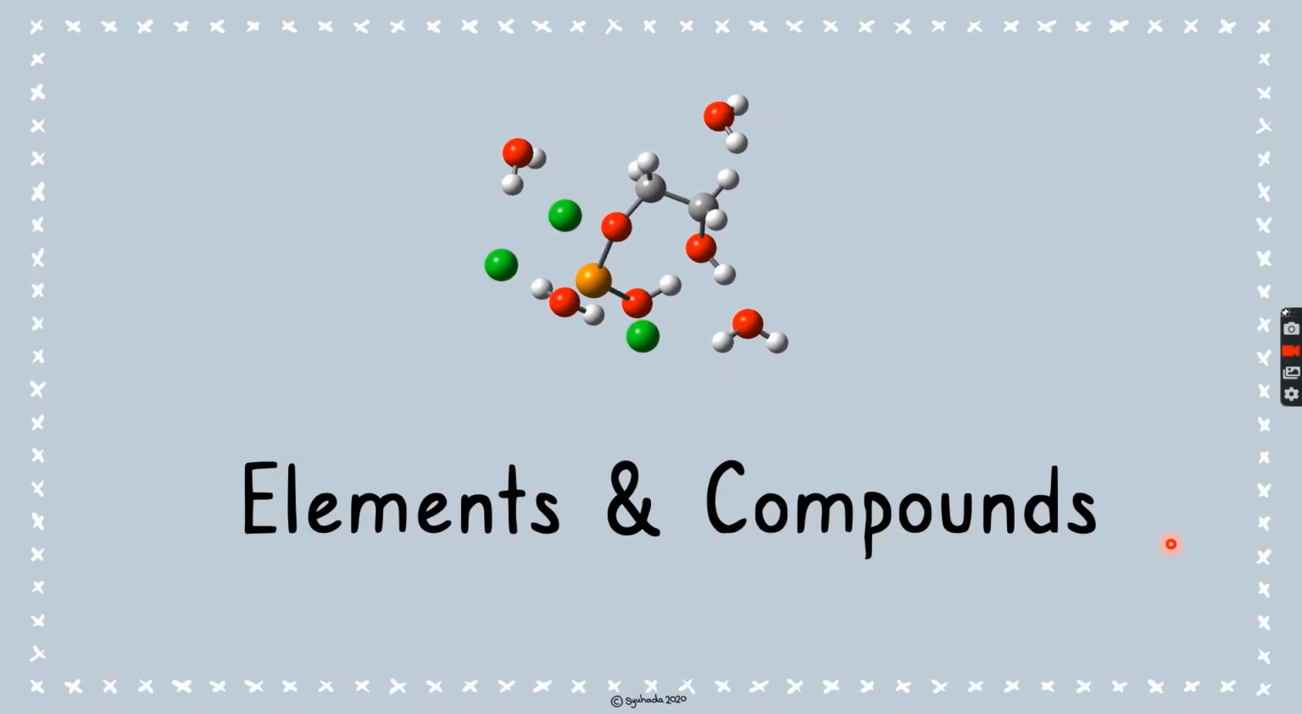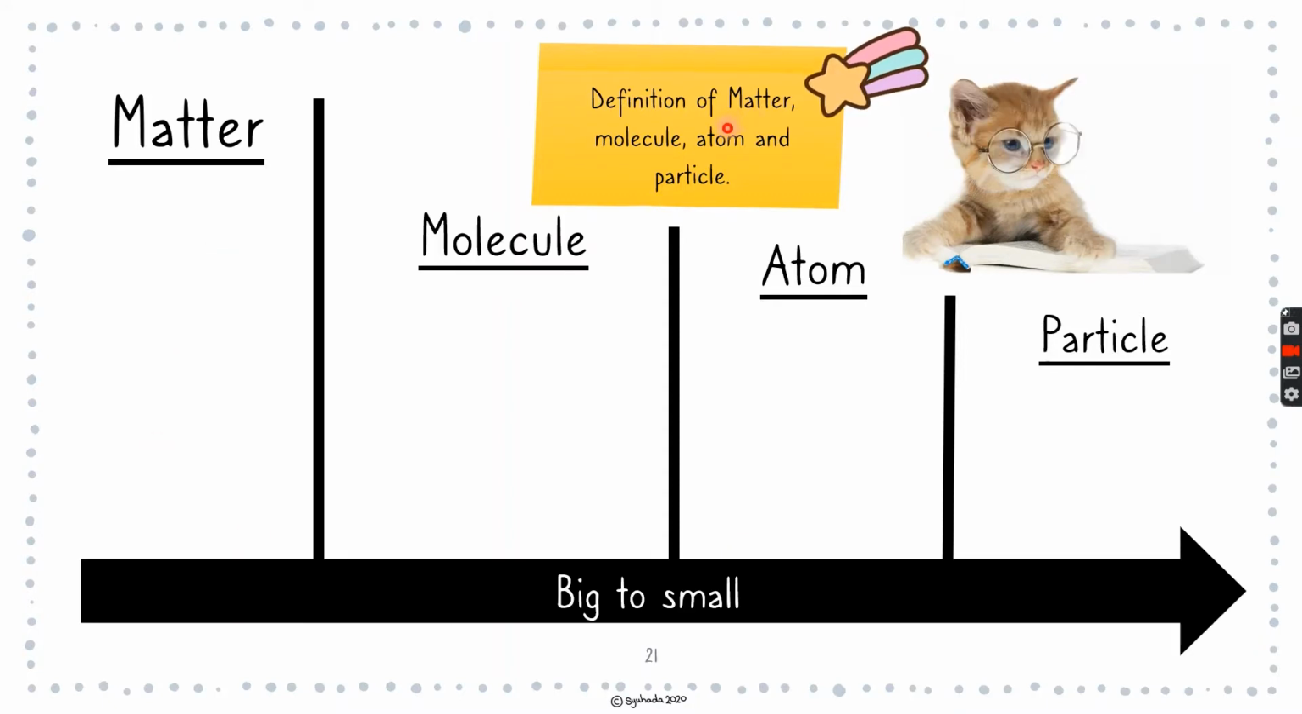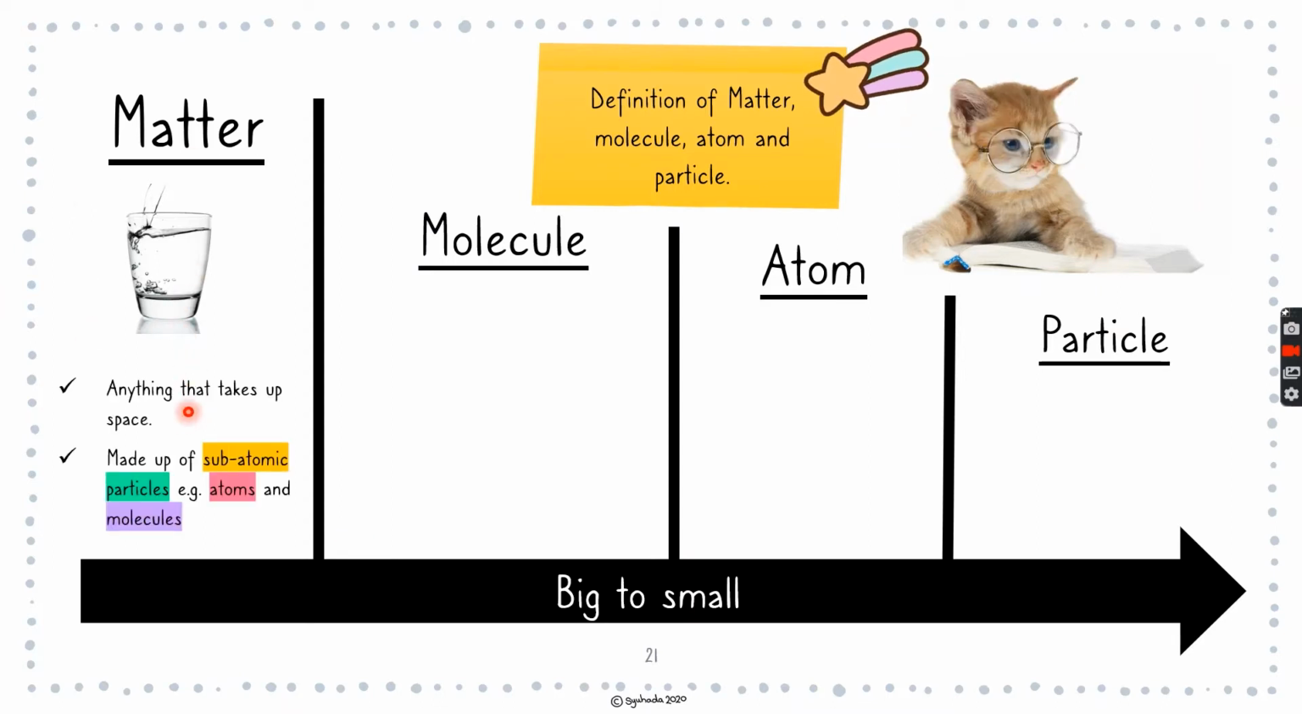So let's do a recap of your elements and compounds. So what is the word matter, and how does it relate to molecules, atoms, and particles first? Matter, from big to small, we're moving in from matter first. Matter is anything that can take up space. It is made up of subatomic particles like atoms and molecules.